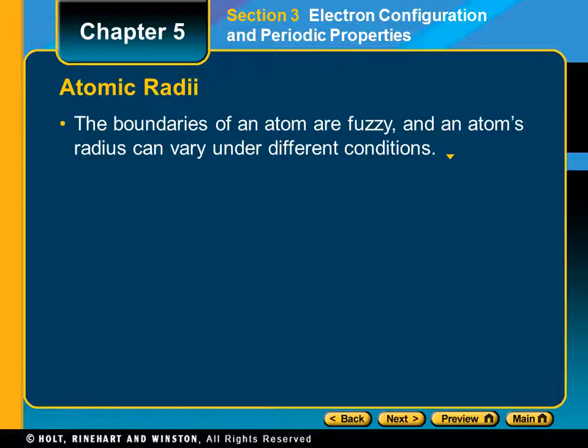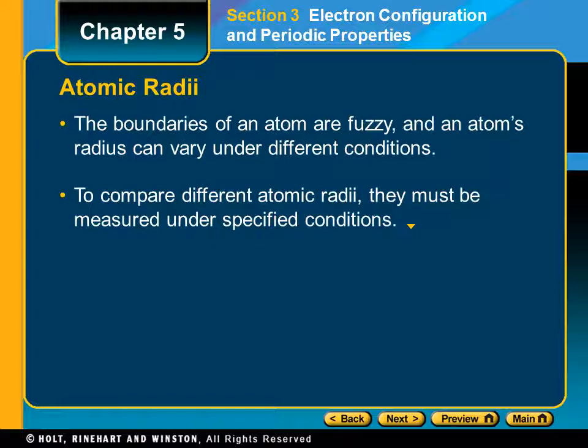Alright, so what is atomic radii? So you know what the word radius is, so hopefully that will help move you along in understanding this. The boundaries of an atom are fuzzy, meaning we now know that there cannot be a set boundary line. Atoms' radius can vary under different conditions.